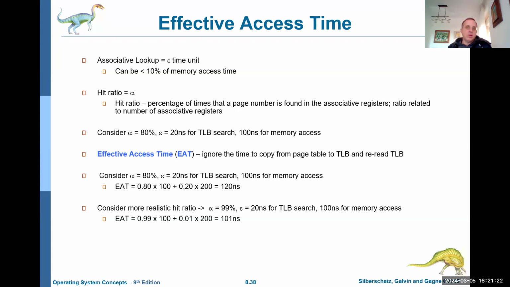Wait a second. Plus 20%. Actually, there's a mistake here. Isn't this a mistake? I think, unless my brain is confused. 80% times 1 memory read plus 20% times 2 memory reads. What am I missing here?